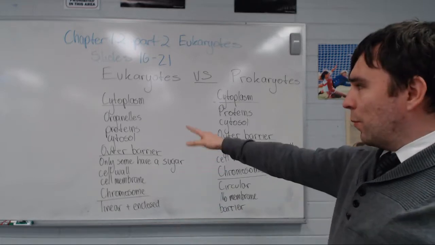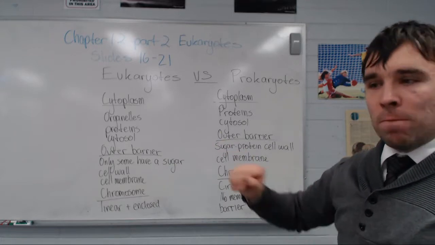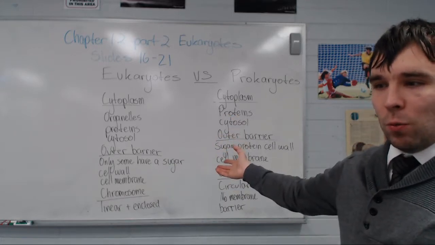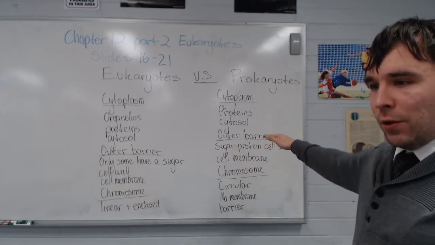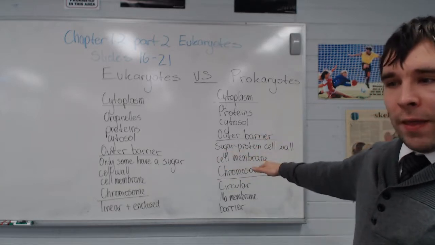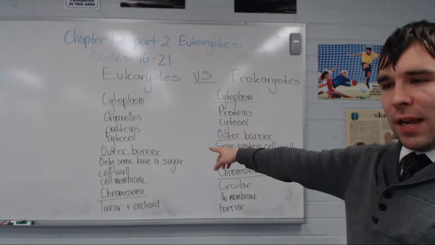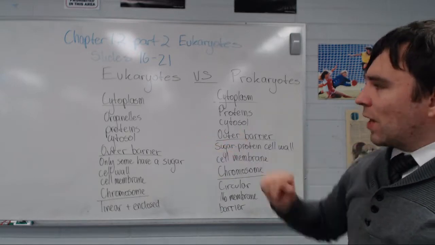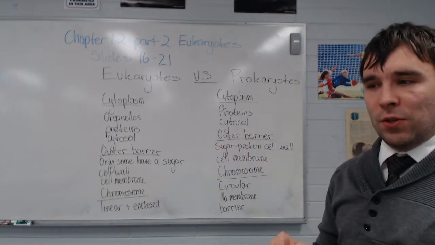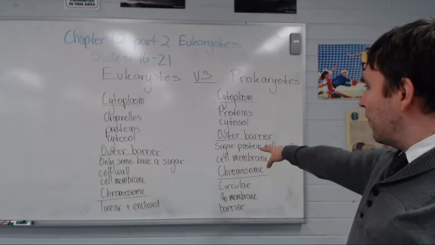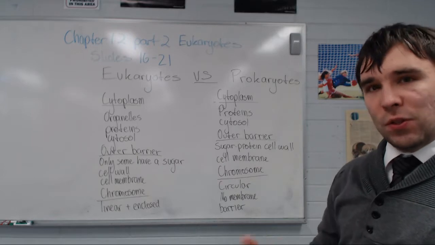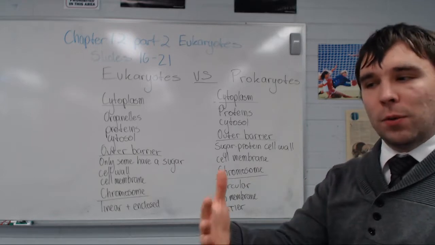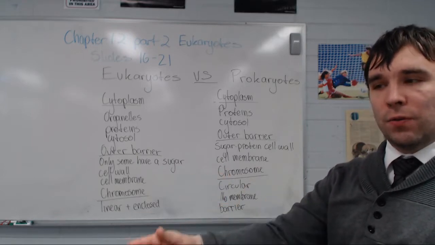Down the bottom, one further down, we have our outer barrier. Only some eukaryotes have a cell wall, but all of them must have a cell membrane. Whereas the outer barrier of prokaryotes, they all must have a cell wall, and they will all have a cell membrane. You'll see here as well that only some will have a sugar cell wall. Whereas over here for the prokaryotes, they have a sugar protein cell wall. So there's a small difference there again. Another example of how we can classify prokaryotes versus eukaryotes.